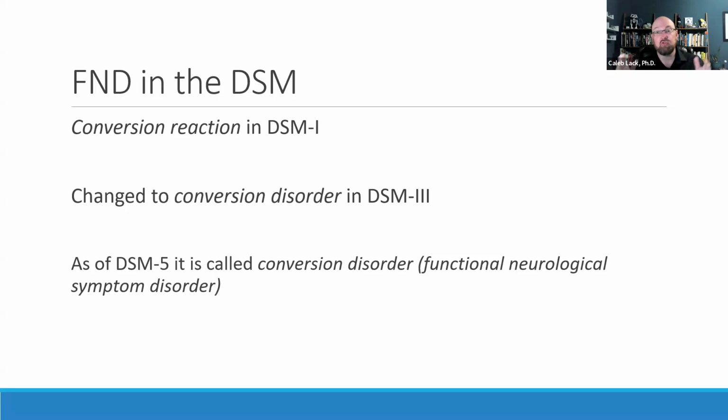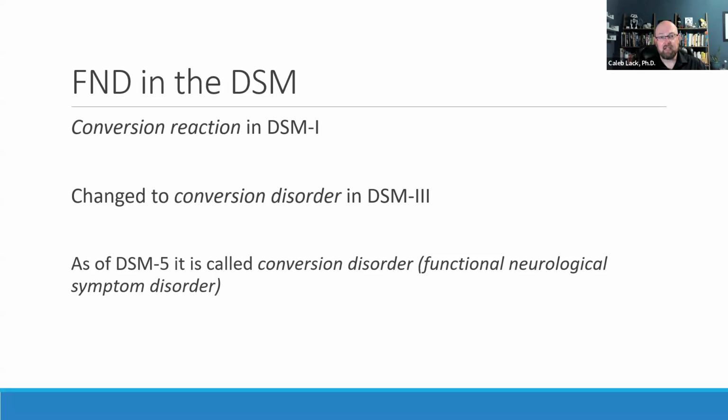Then DSM-2 stayed the same, with the same type of name. When DSM-3 came out in 1980, it was changed to conversion disorder, recognizing that it's not just a symptom or a temporary thing, but more of a full-blown psychological problem and disorder. They kept that conversion label, which is very highly charged, and we'll see that in a minute. They kept it into DSM-4 when that came out in the 90s.